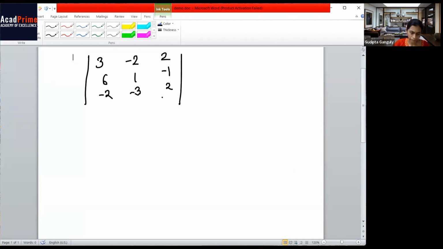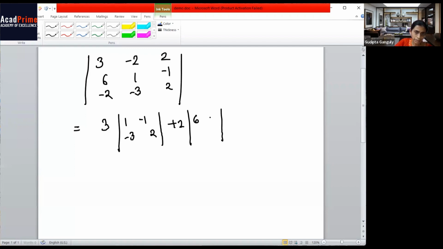So how can we go ahead? See carefully. I'm going to take 3 and eliminate its row and column respectively. So I'm left with 1, minus 1, minus 3, and 2. Then take the middle element, which is minus 2. It is already negative, and you have a negative sign in between, so I'm going to write plus 2 here. Again, eliminate the row and column where this element is, so I will be left with 6, minus 1, minus 2, and 2.